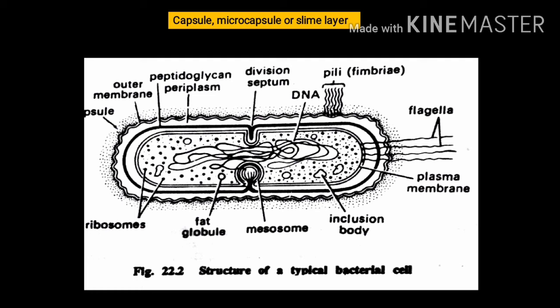All bacteria do not possess all these three layers. The capsule is generally polysaccharide or polypeptide in nature, containing a single amino acid. The microcapsules are composed of proteins, polysaccharides, and lipids.